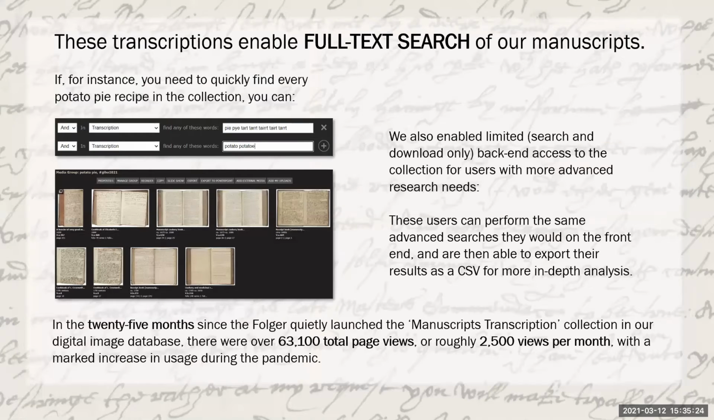Still, it's been hugely beneficial for us because even in the simplified form, it enables full text search. As a quick example, earlier this week, I needed to find a number of potato pie recipes in our collection. In the past, I might have just had to hope that those specific recipes were mentioned in the recipe book's catalog record, or that maybe a reference librarian would remember seeing one. But because we had all these recipe books in our transcription collection, I was able to perform a quick search and find a number of options.